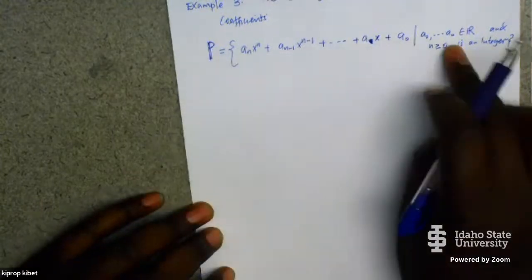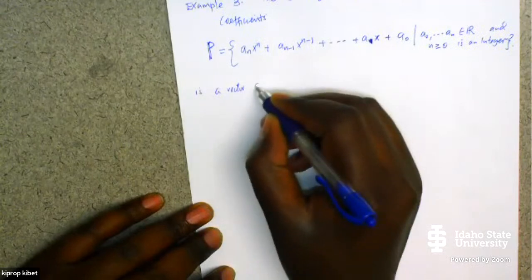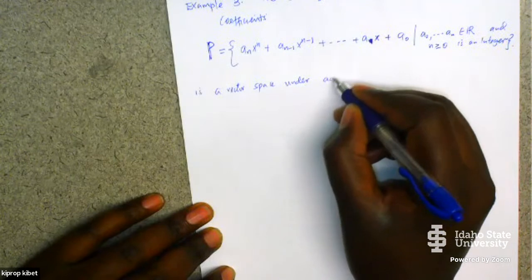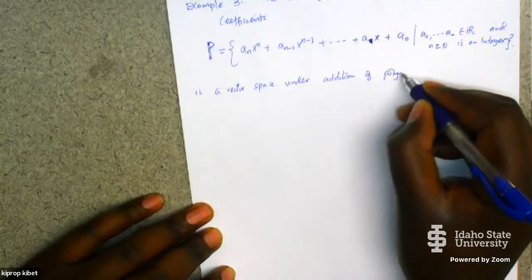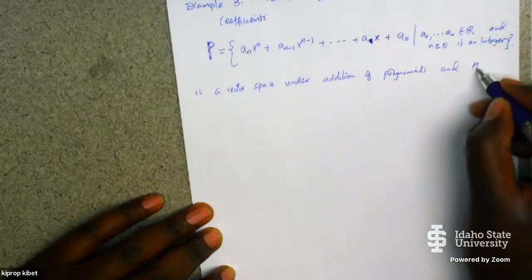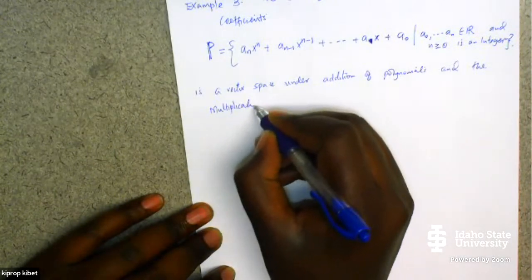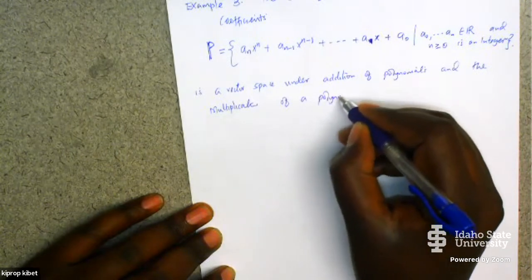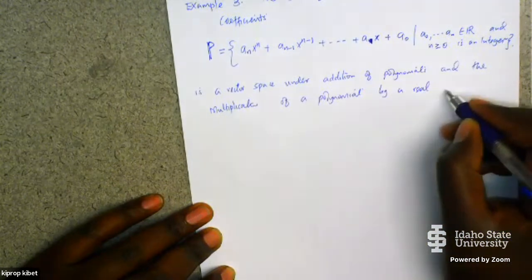So this capital P is a vector space under addition of polynomials and the multiplication of a polynomial by a real scalar.